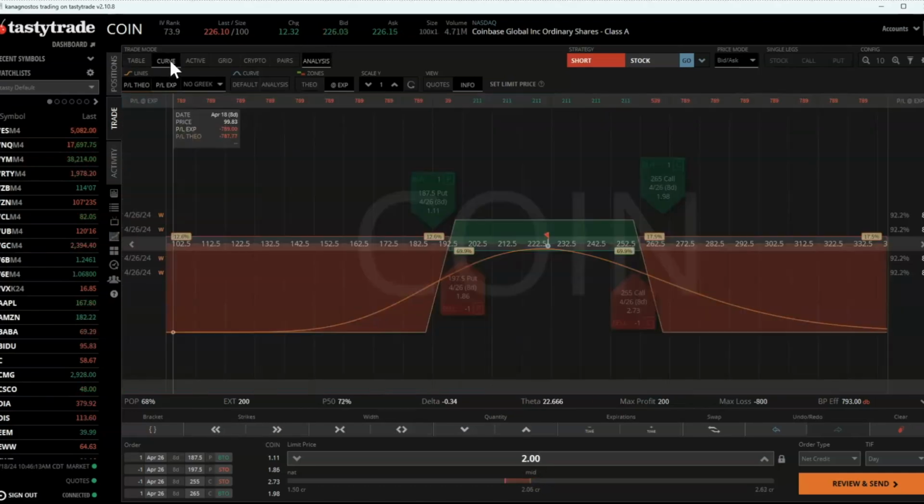Let's take a look at the risk graph. Here it is. So what we want to have happen is for Coinbase Global to stay within our short strikes for the next 8 days. Our profit target is 50% of max profit, which is the credit that you collect.